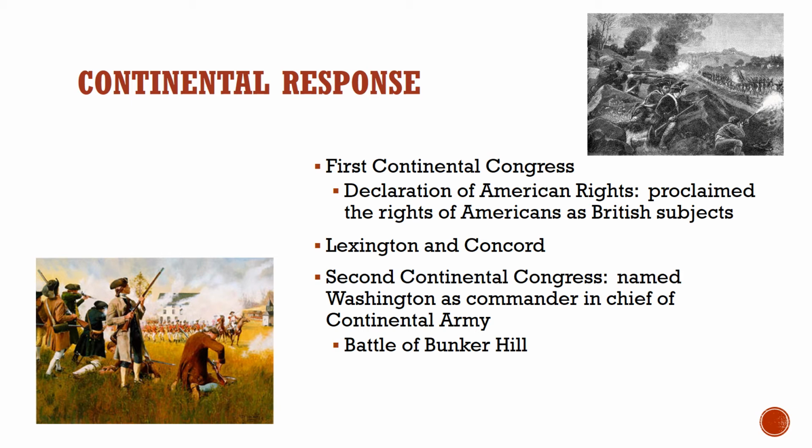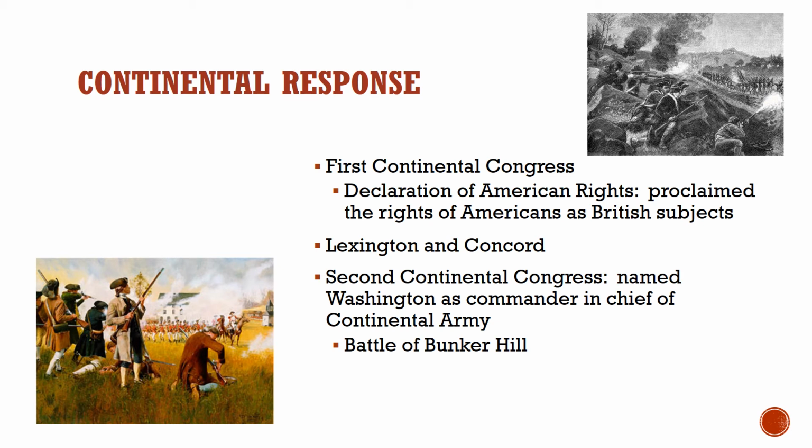The Second Continental Congress then met in Philadelphia in May of 1775. In June, that Congress named George Washington as the commander-in-chief of the newly created Continental Army. And again, I want to draw your attention to the word continental here. Each of the colonies had always maintained their own militia to provide for local defenses, mostly against Native Americans.